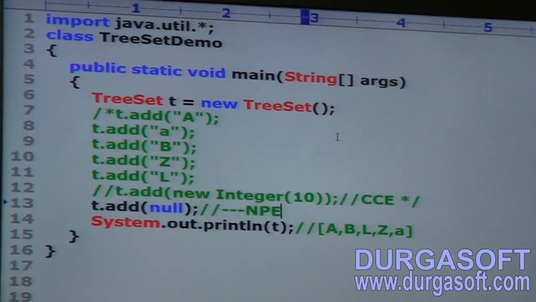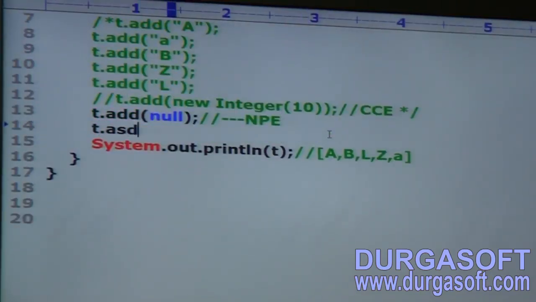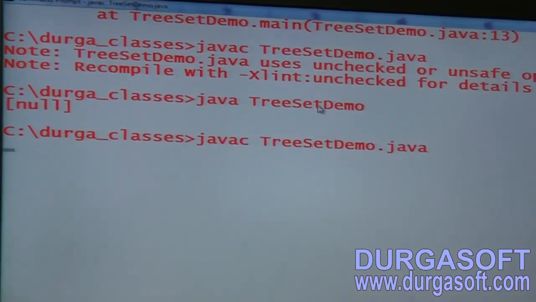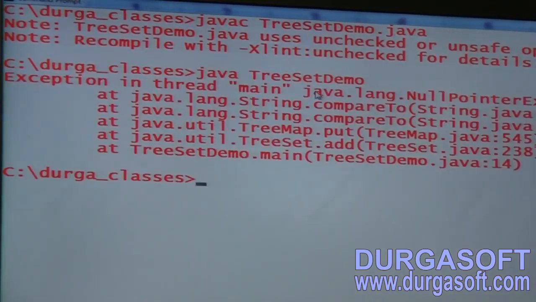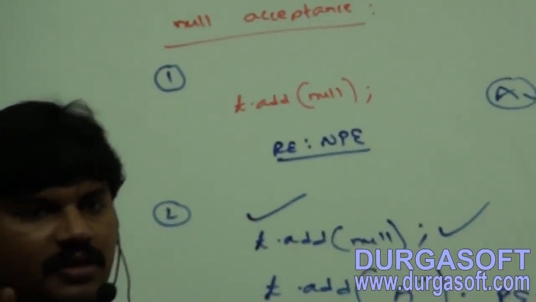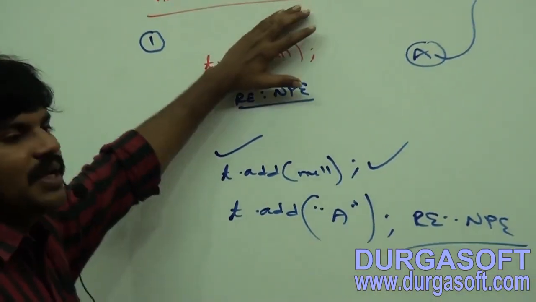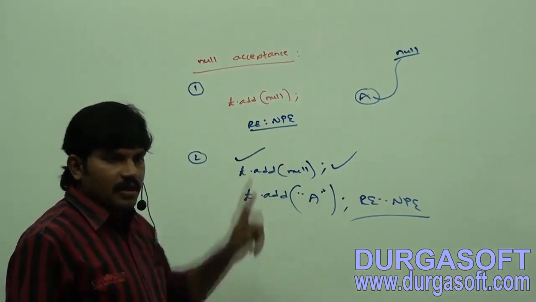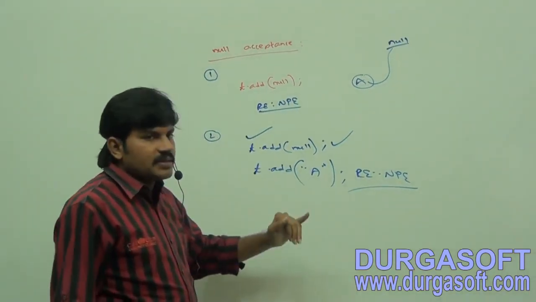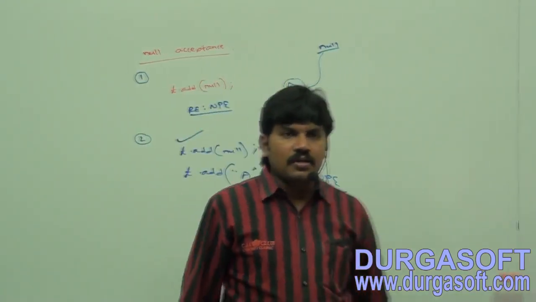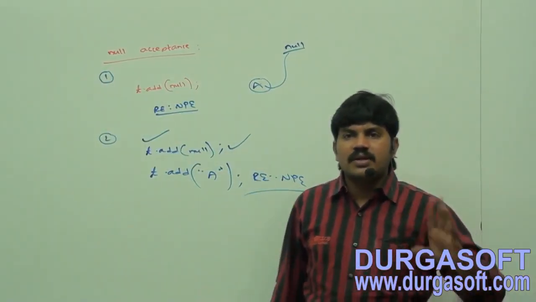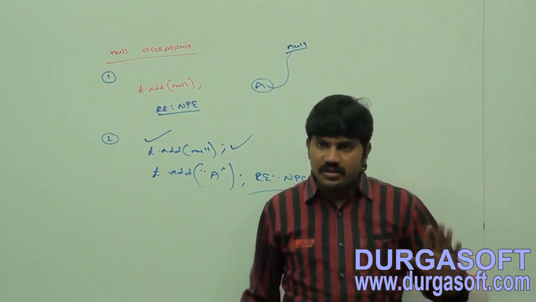But after inserting null, if I try to insert any other element, t.add("a"), is it valid or invalid? Invalid. Immediately we get a NullPointerException by default. Any explanation required? So the rules are very clear. For a non-empty TreeSet, if we try to insert null, we get a NullPointerException. But for an empty TreeSet, null insertion as the first element is possible. But after inserting that null, if you try to insert any other element, we get a NullPointerException.